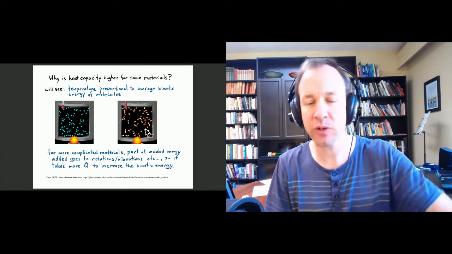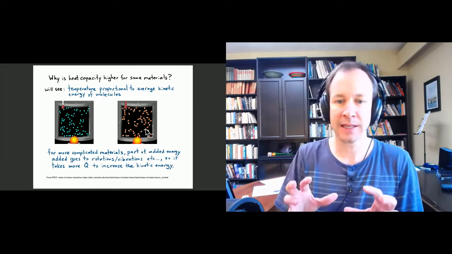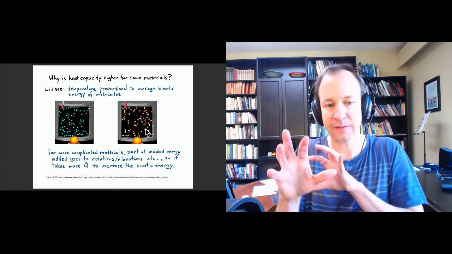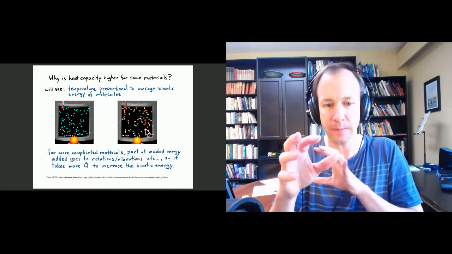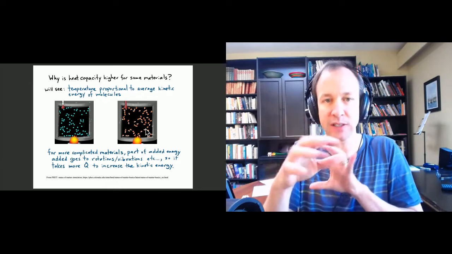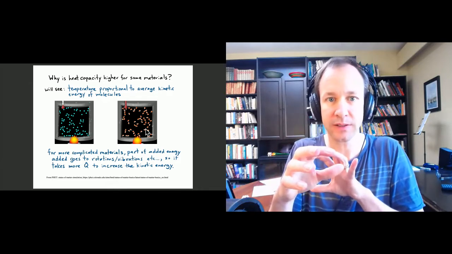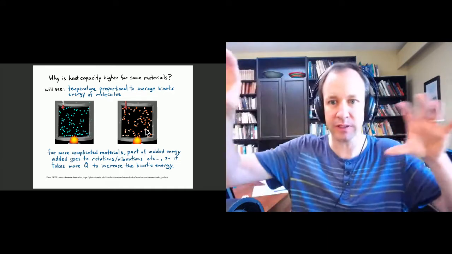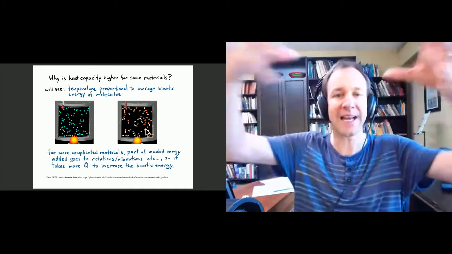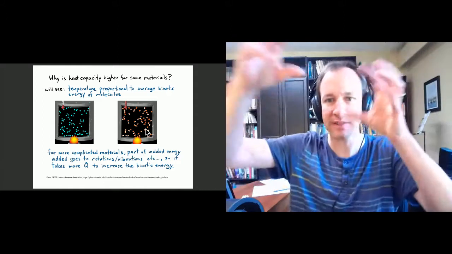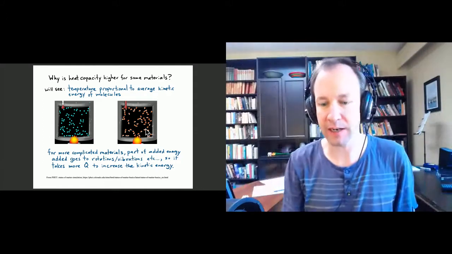And if we have even more complicated molecules, then we might have different kinds of vibrational modes as well. So if we had a really complicated molecule with lots of parts, and we add energy to that system, different parts of that molecule could be vibrating around.